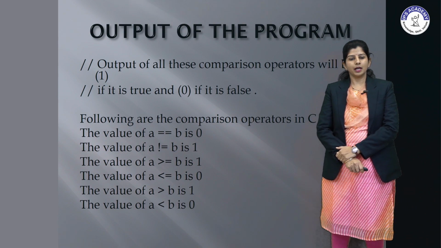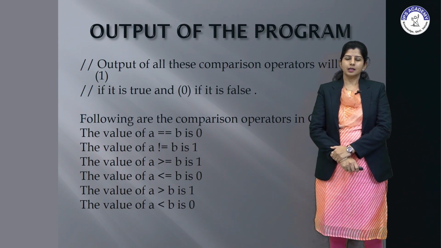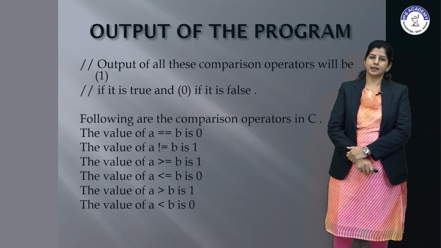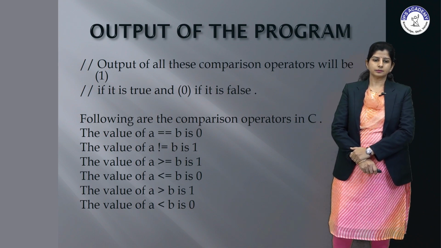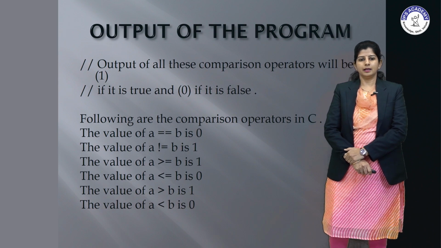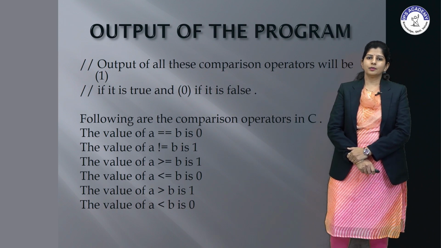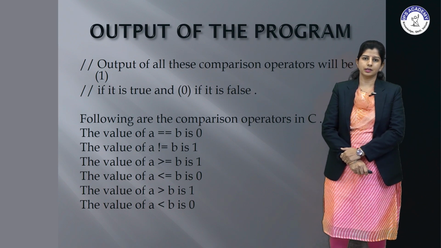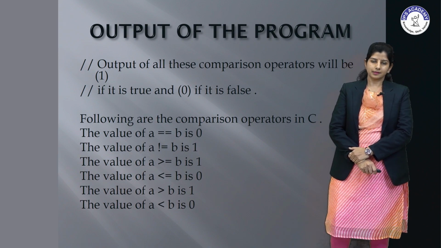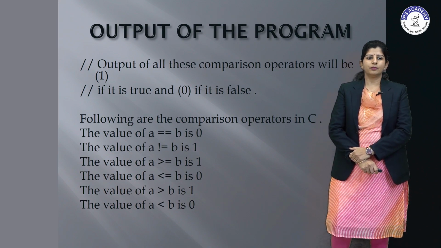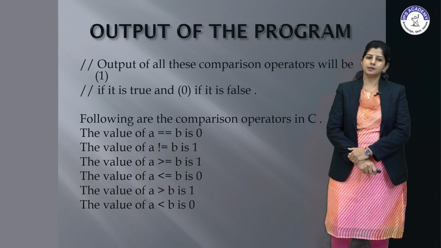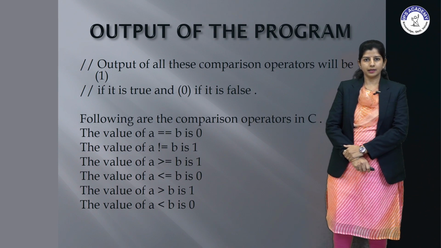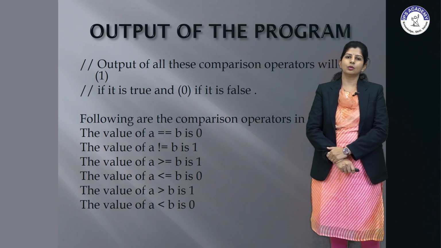Next, the value of a greater than or equal to b is 1. Yes, because the value of a is obviously greater than b, so we are getting 1. The value of a less than or equal to b? No, because the value of a is greater than b, so we are getting the reply 0, because it is a false condition. The value of a greater than b? Yes, it is 1, and the value of a less than b is 0. So we are getting all the correct results. We always have to remember we get the result either true or false, meaning 0 or 1.